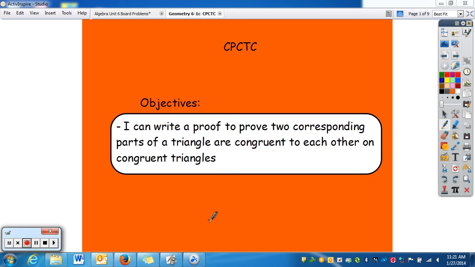So in this video, it's going to be our last video proving triangles congruent, and it's just adding one little extra step to what we've already been doing. You can write a proof to prove two corresponding parts of the triangles are congruent to each other on the congruent triangle.